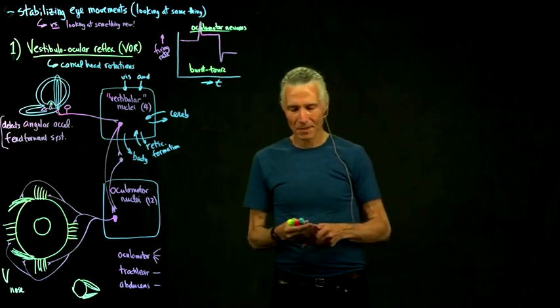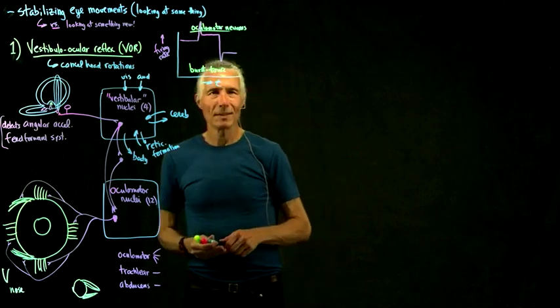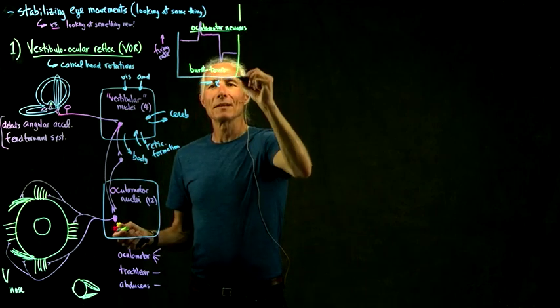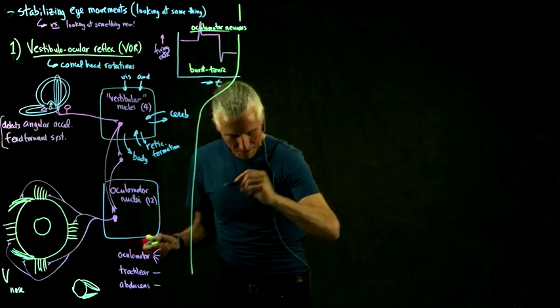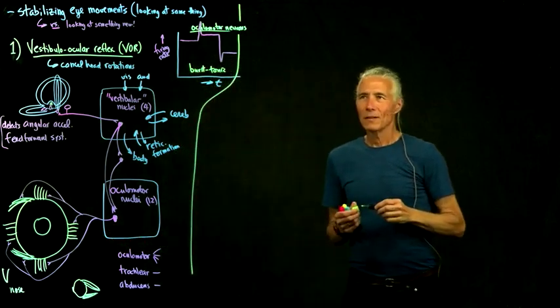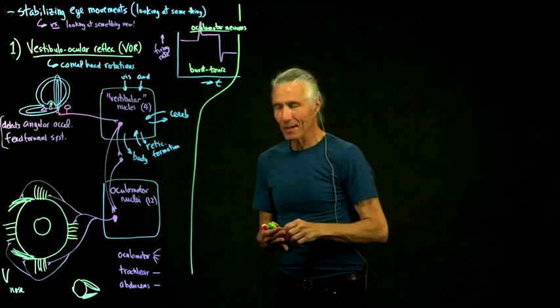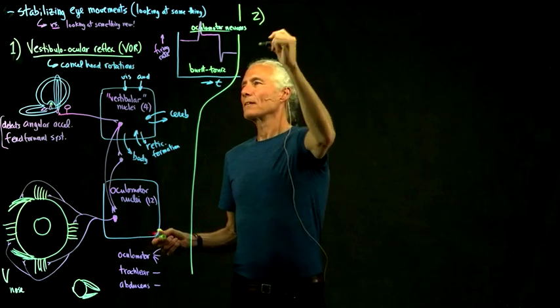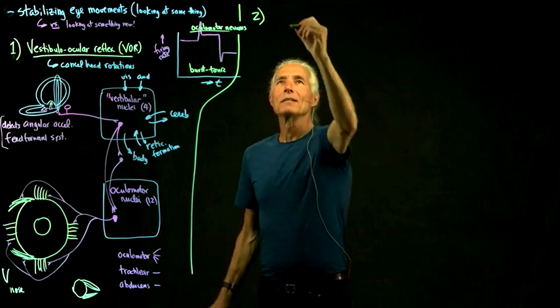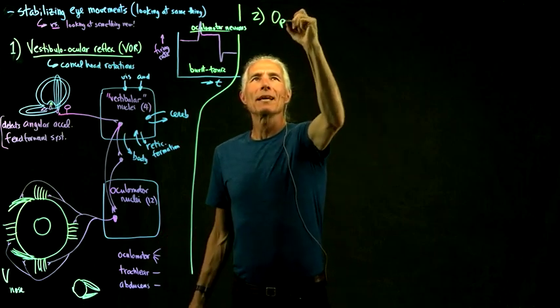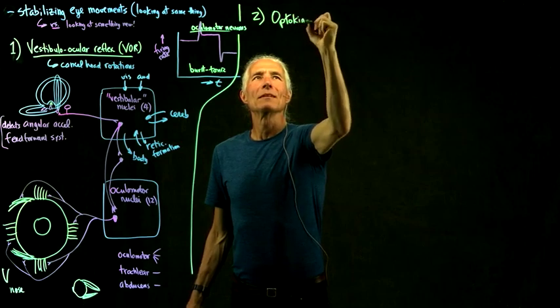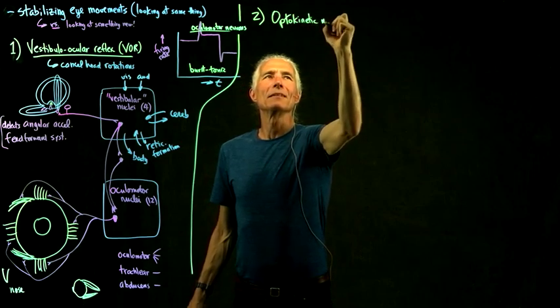So that's the vestibulo-ocular reflex. Okay, we'll put a dividing line here. Okay, so now the second one, so number 2 is called optokinetic nystagmus. Optokinetic nystagmus.